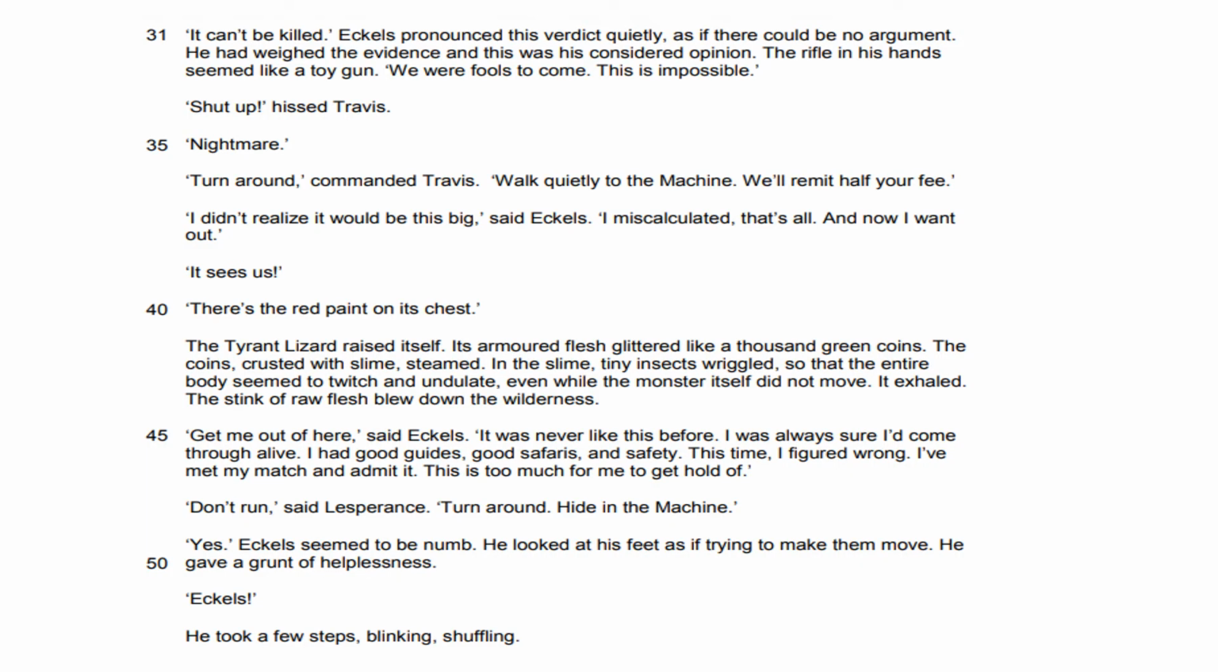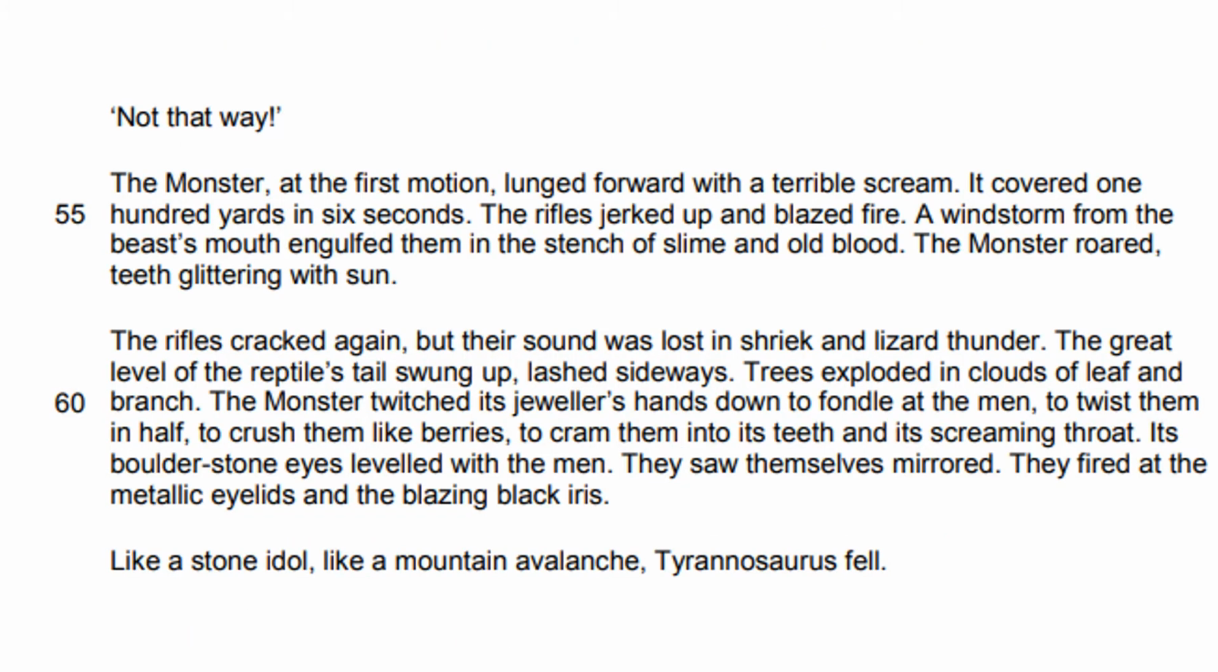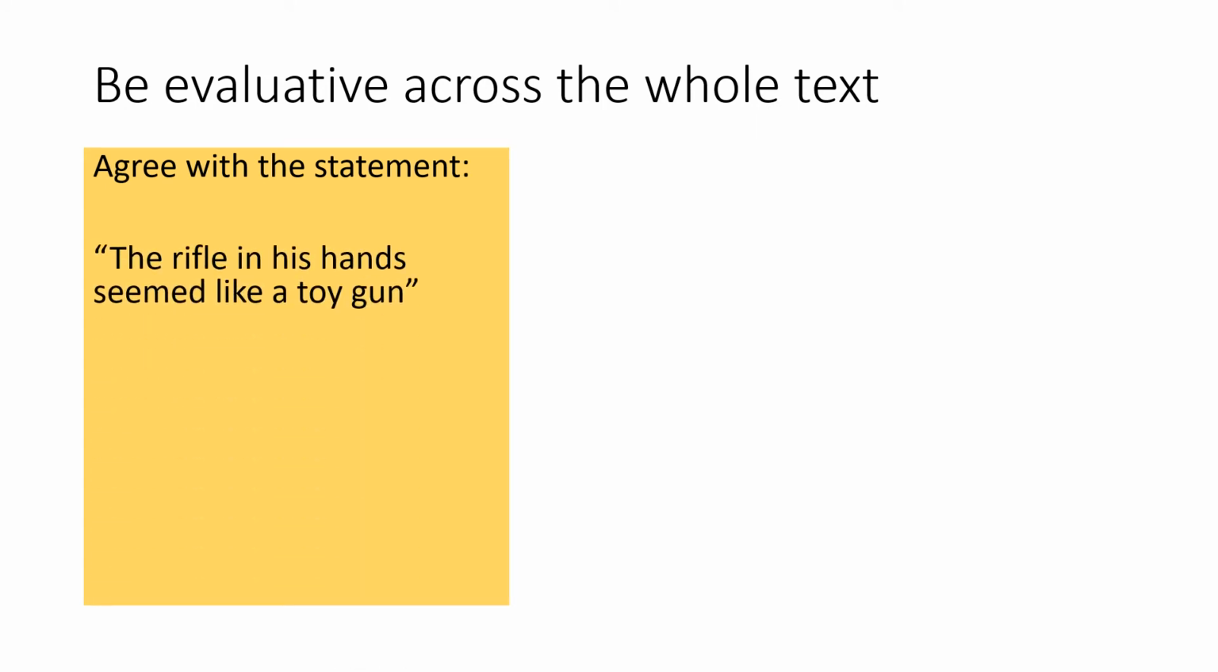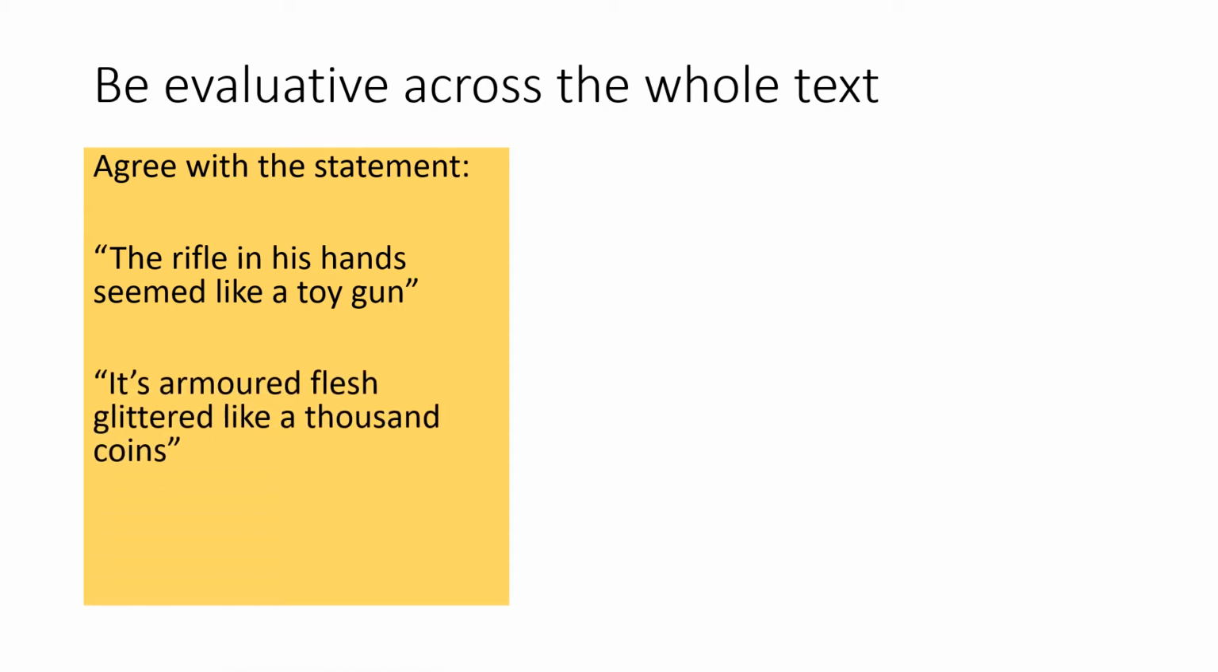So this is the extract from line 31 to the end, and I'm going to pick out some evidence from here. If you've already watched my videos for questions 1 to 3, I've been through this extract already in a little bit more detail, but it's 31 to the end, so you have quite a lot of information here to look at. So first of all, you could be evaluative across the whole text. So you might have evidence on one side which agrees with the statement, and in this case "the rifle in his hands seemed like a toy gun" might agree with the statement that Eccles is right to panic and that the Tyrannosaurus Rex is terrifying.